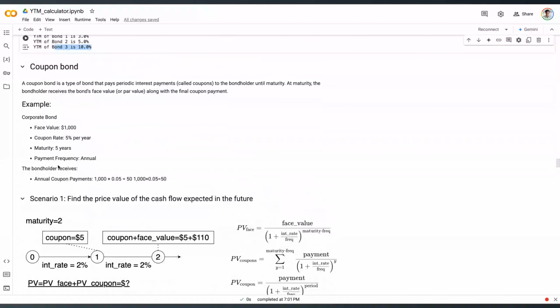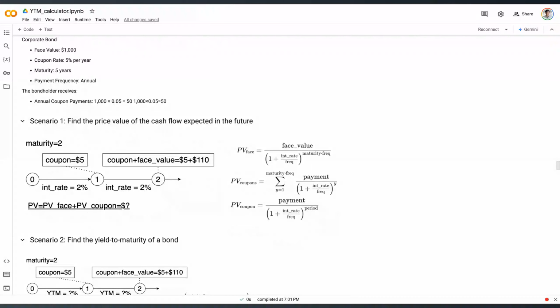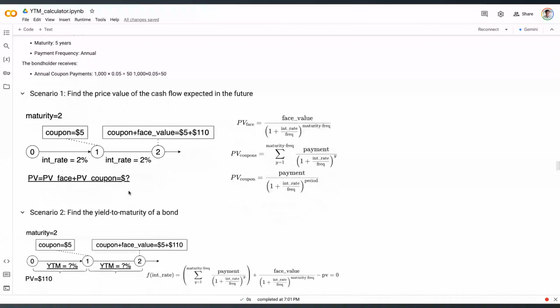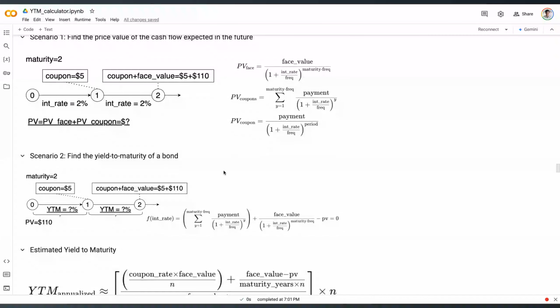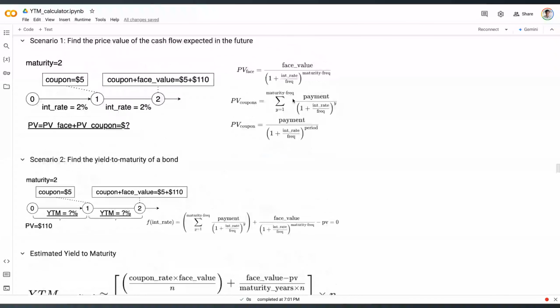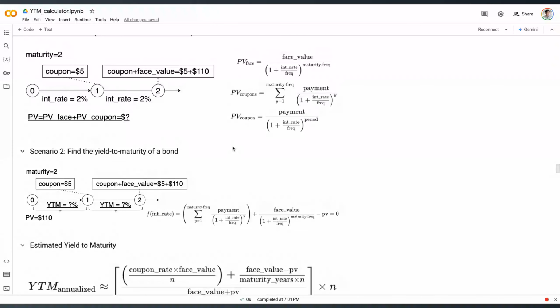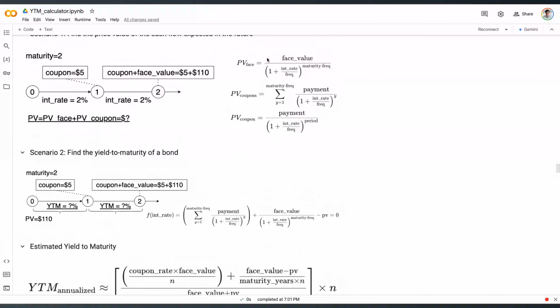Now let's talk about coupon bonds. Coupon bonds are similar to discount bonds in the sense that they also have a face value, but they also have regular coupons. To find the present value of a coupon bond, you need to find the present value of the face value and the present value of all the coupons. Here are the formulas. Quite straightforward, a little bit more complicated than with the discount bonds, but not very complicated.